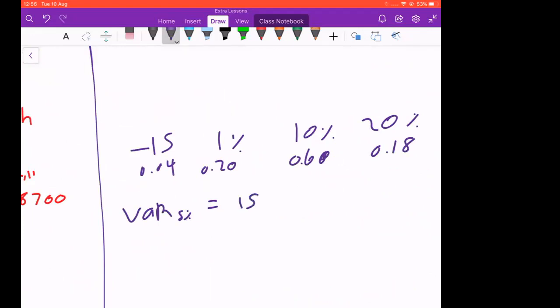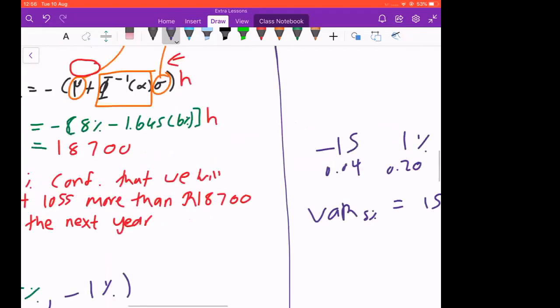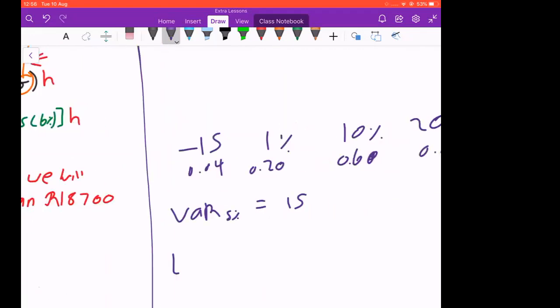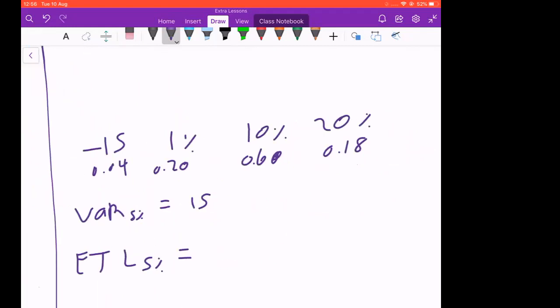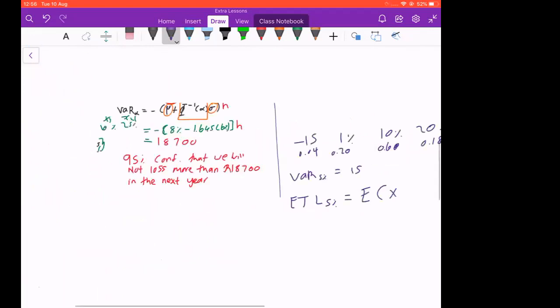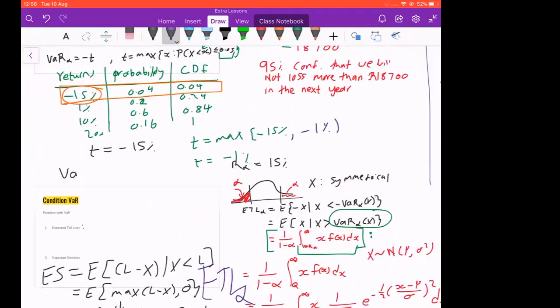So we already saw that our VaR at 5% was going to be 15, right? Now they want you to find the expected tail loss. So to find your expected tail loss at 5%, by definition, this is what you will have. The expected tail loss is going to be the expectation of X. Again, how do you write that in terms of continuous? So it's going to be minus X.